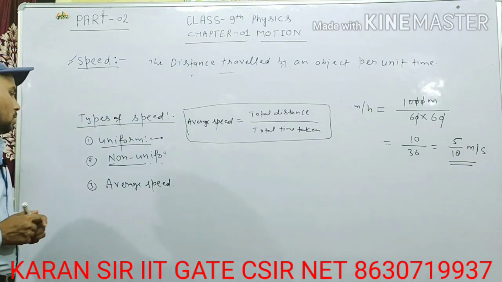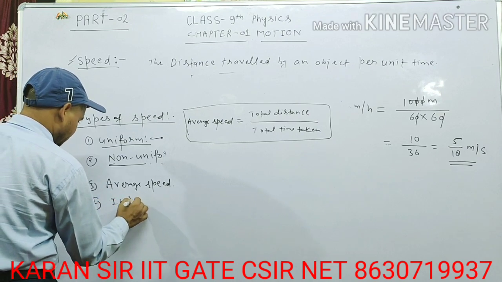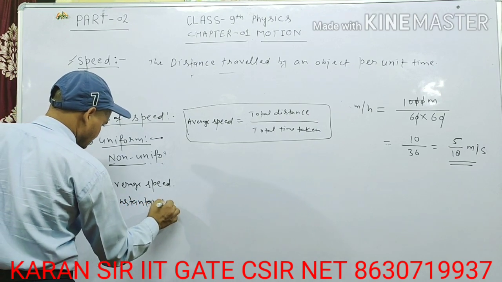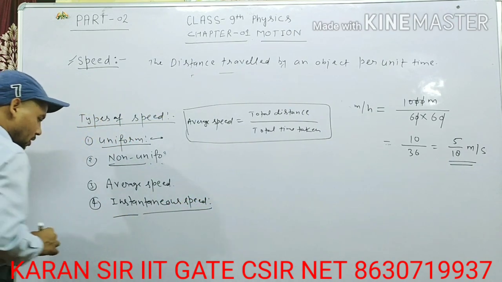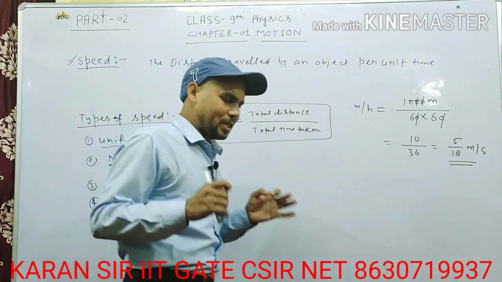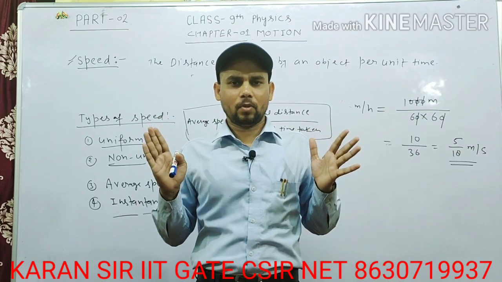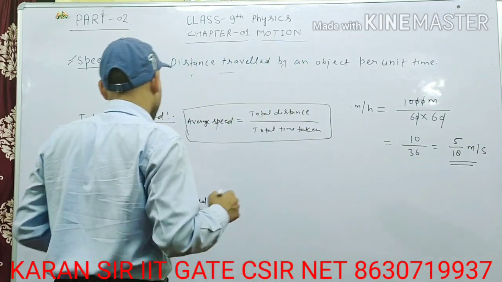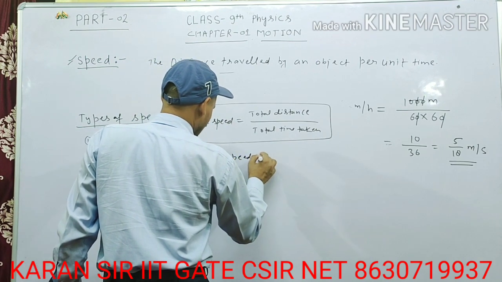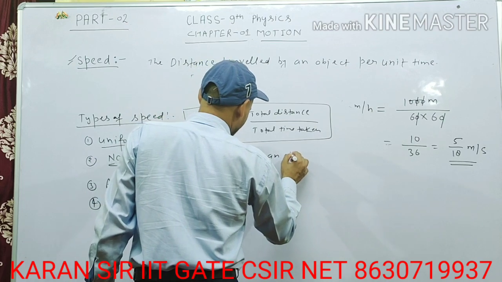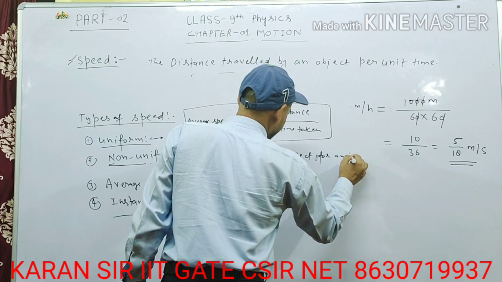The next one is instantaneous speed. Do you know instantaneous speed? Actually, this is the speed of an object for an instant of time. Understand? The speed of an object for an instant of time, we can define it here.